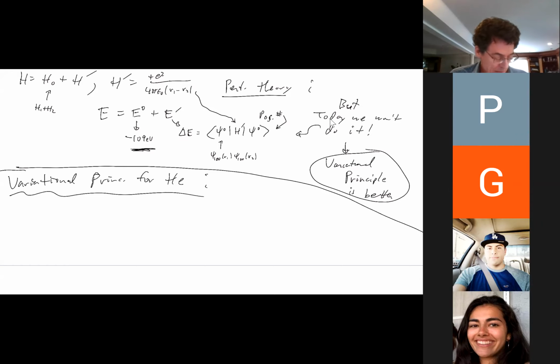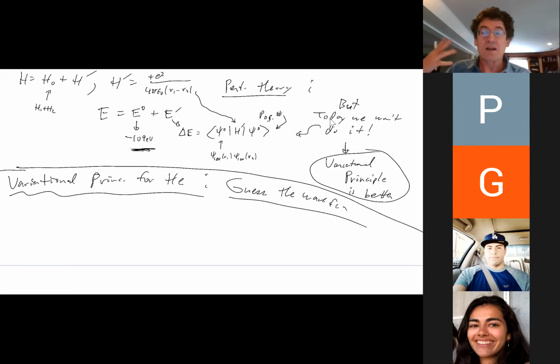What do I have to do? Guess the wave function. Yes, that's exactly right. I have to guess the wave function. Now, guessing the wave function, as I said before, is not obvious to do. And so basically you have to use your physical intuition.